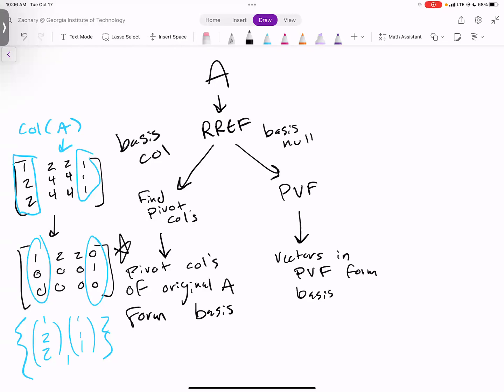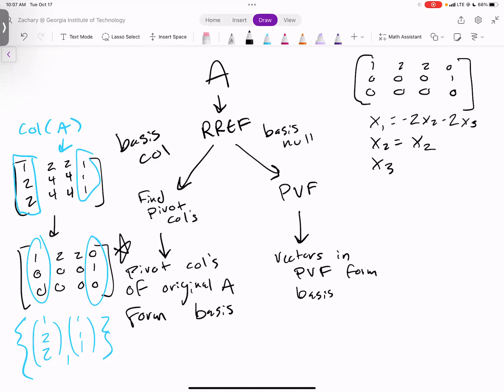Going back to talking about this A over here, if we once again have that matrix 1, 2, 2, 0, 1, 2, 0, 0, 0, 0, 0, we're trying to find the null space. What we have is x1 equals negative 2x2 minus 2x3. x2 is free. x3 is free. x4, this one's a little tricky. This is equal to 0. So this gives me the parametric vector form, x2 times (negative 2, 1, 0, 0).